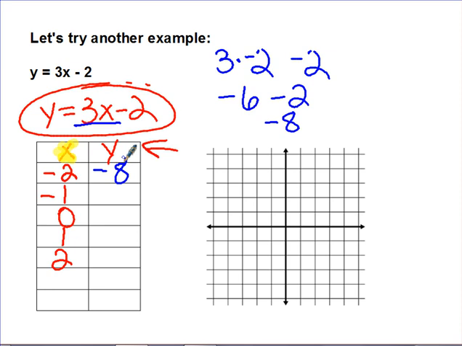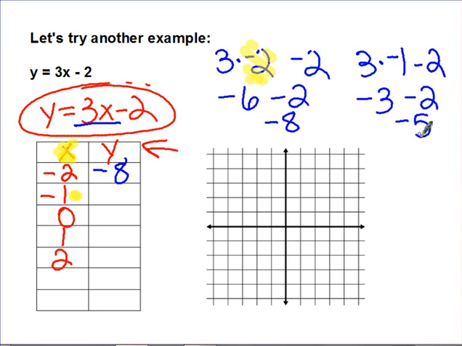Let's try another one. This time, instead of the x being -2, the x is going to be -1. What will that look like? 3 times -1 minus 2. 3 times -1 is -3, minus 2, which is -5. Pause the movie now and try to finish this t-table on your own.